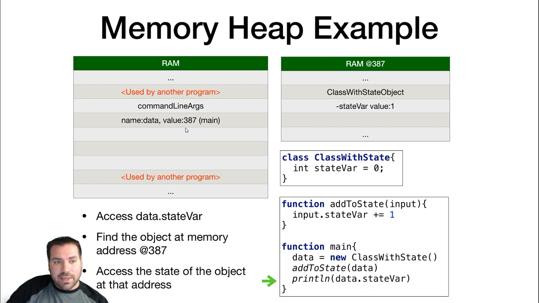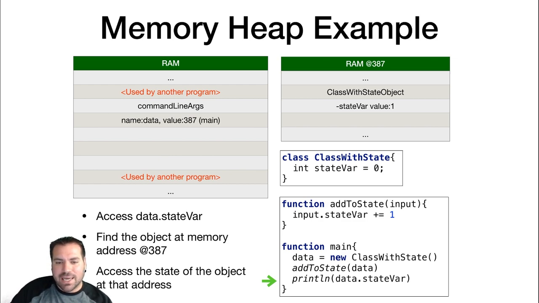So data is data at 387.stateVar. It's going to go to heap space at 387, and it's going to find that stateVar was increased by 1. That change was reflected because it was made in heap space, because this was passed by reference. It just passed the location in memory of that object, not the object itself, not a copy of that object. It just passed the location in memory where that object lives. So then the function followed that memory address, went to that spot in memory on the RAM stick, made a change, and then that whole stack frame was destroyed, but that change persists.